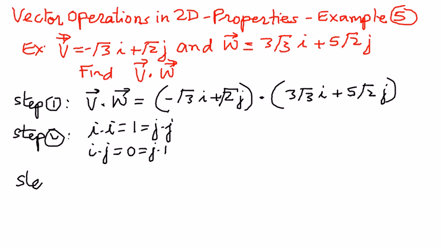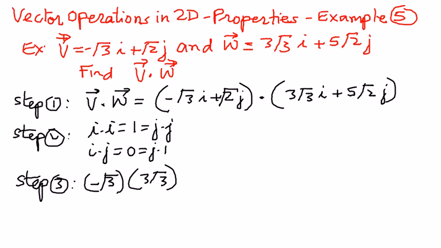So keeping that in mind, we will write the third step, and we will now do the product of these two vector components. So when we do the expansion of these vector components, this is how it's going to look like. Negative square root of 3 times 3 square root of 3, i dot i is 1, so I'm not going to write that.